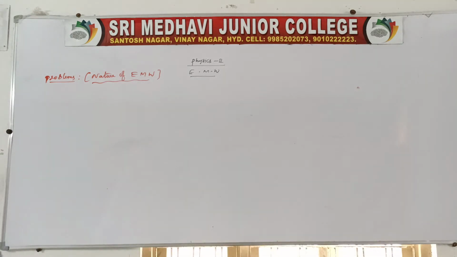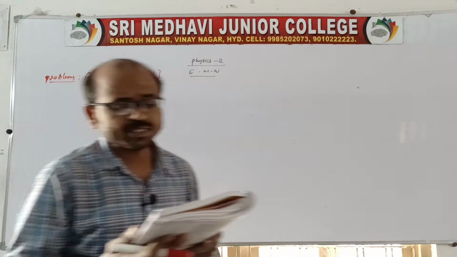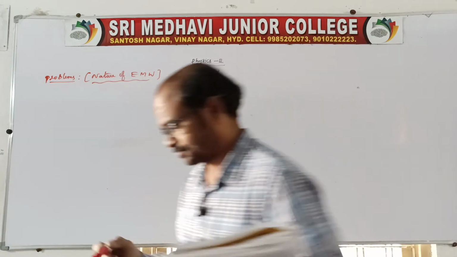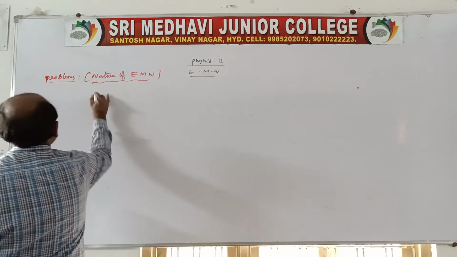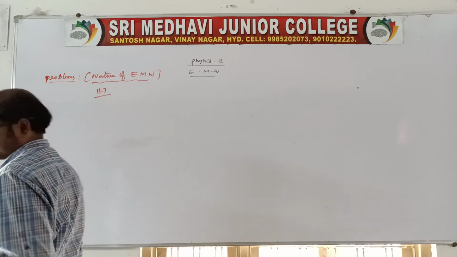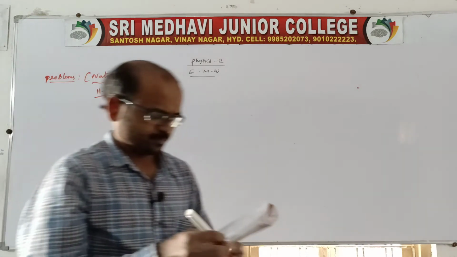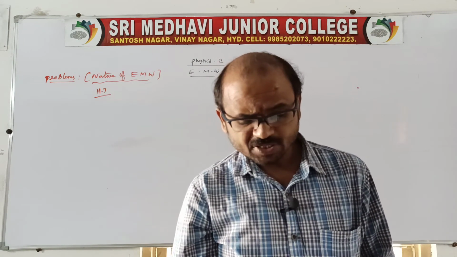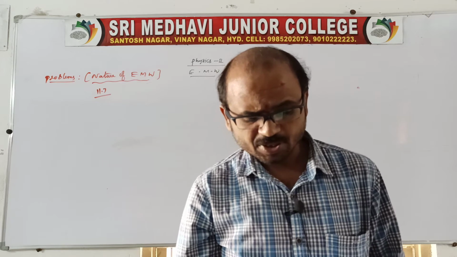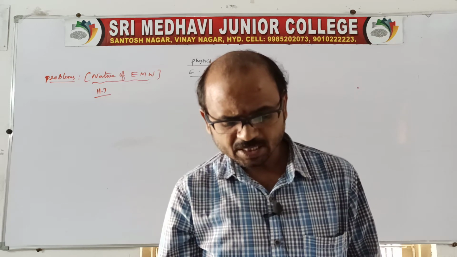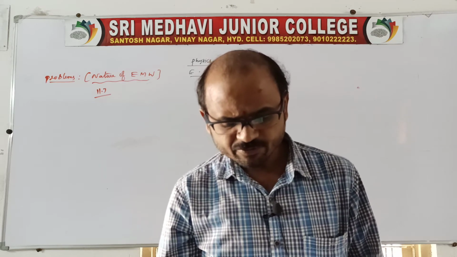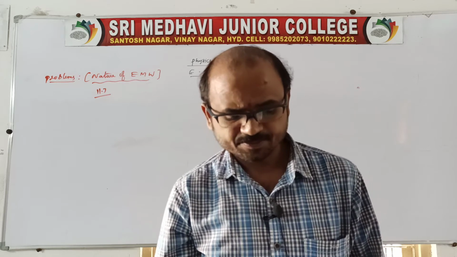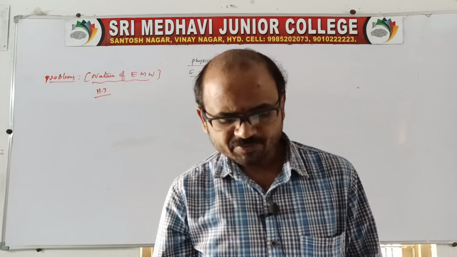Right? And go for the next problem, the same page number. Look at question number 11.7. The amplitude of the magnetic field at a point of a harmonic electromagnetic wave in vacuum is B equal to 510 nanoteslas. What is the amplitude of the electric field?